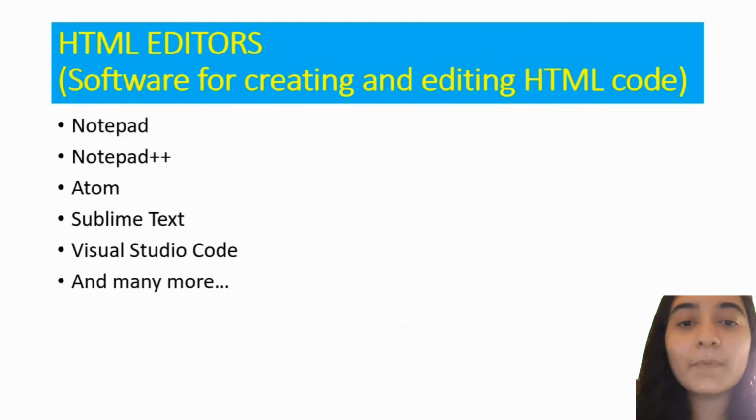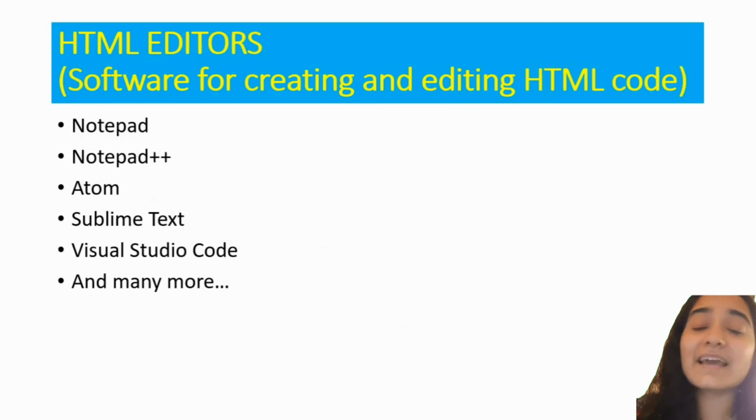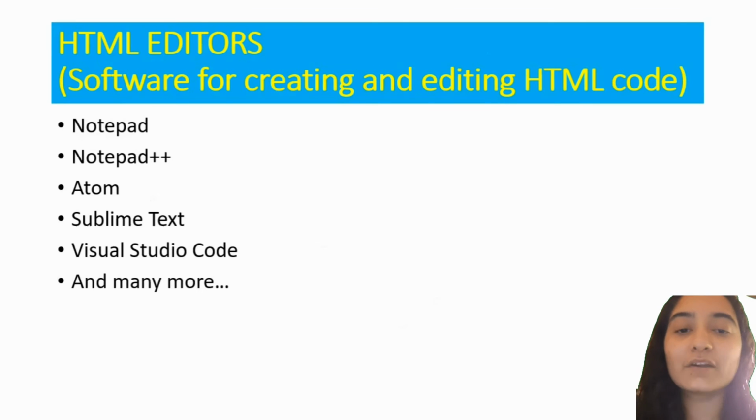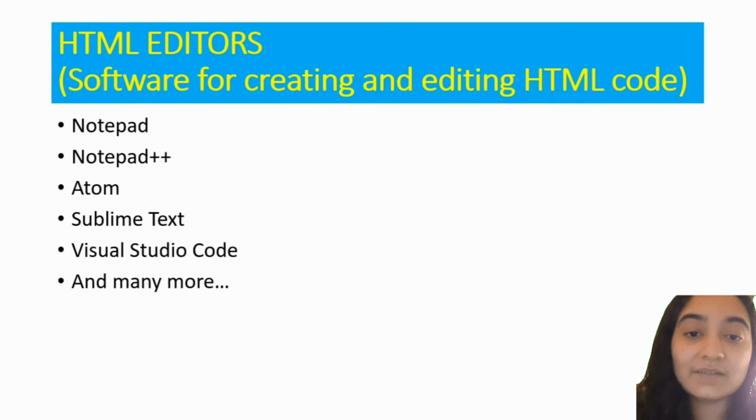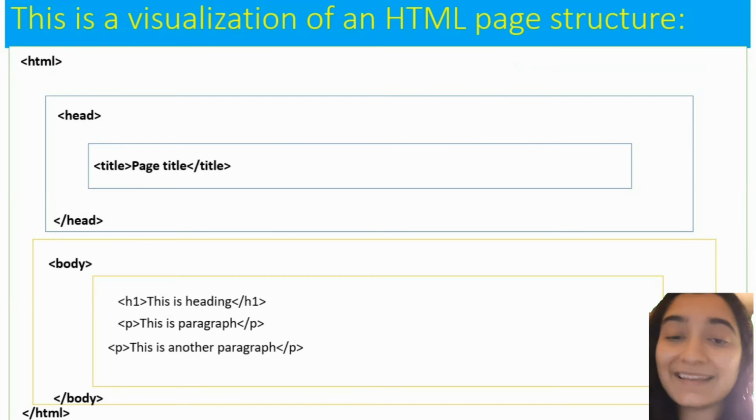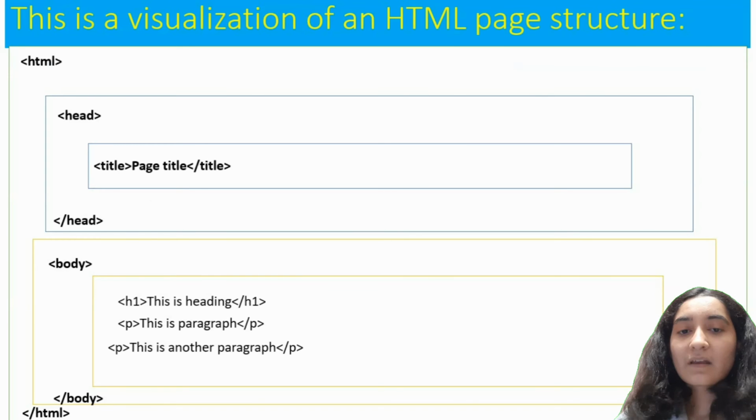Now let's talk about editors. What are editors? Editors are the software used for editing and creating code. There are many HTML editors available. The most commonly used HTML editors are Notepad, Notepad++, Sublime Text, Atom, and Visual Studio Code. But the highly recommended editor is Visual Studio Code, and we are going to use this.